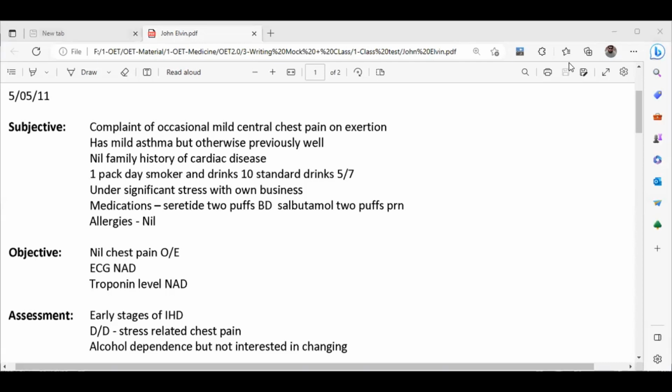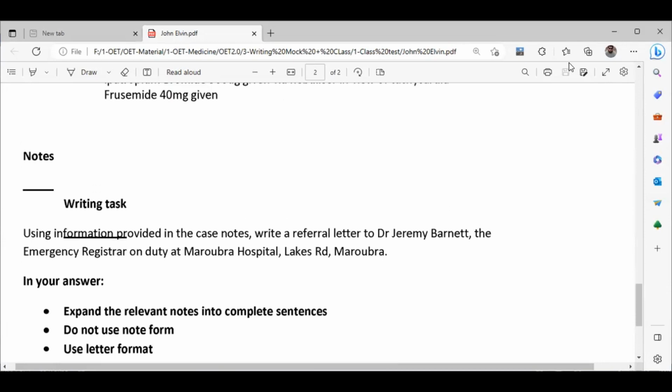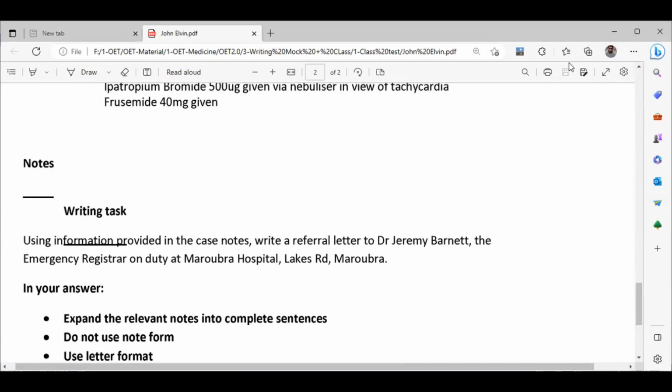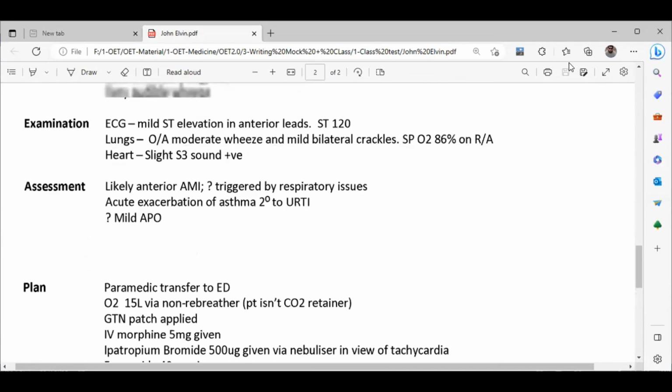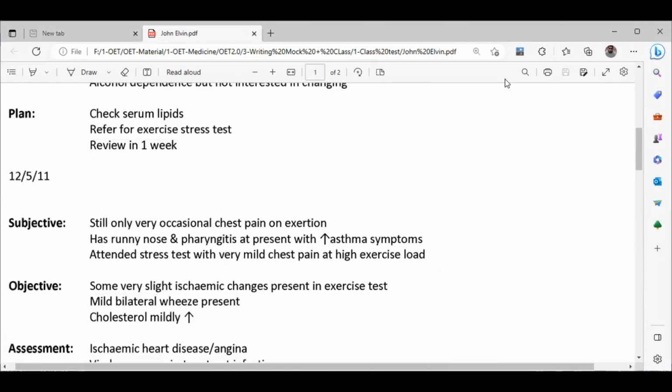Right now, I'll just repeat it for you because I have not recorded. Right now, we have to see that we are writing this letter to the emergency registrar. The reason for referral is these differentials. The first one is AMI, the second one is APO. We are suspecting those two things, and in parallel we have worsening of asthma. In this regard, we can go on and read the case.